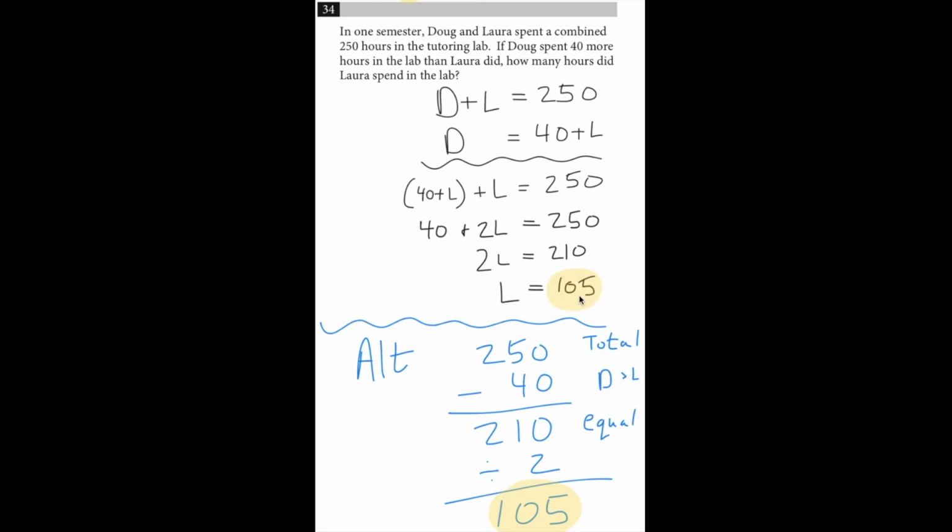So Laura spent 105 hours. And you can check to make sure: Laura would be 105, and then Doug would be 145. And when you add the two together, you get 250. So that's a good way to check it.